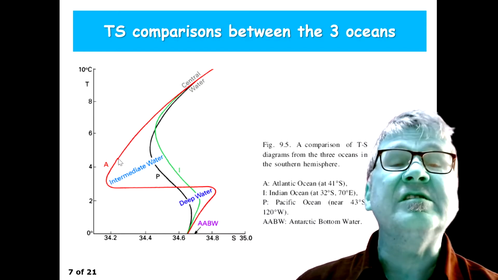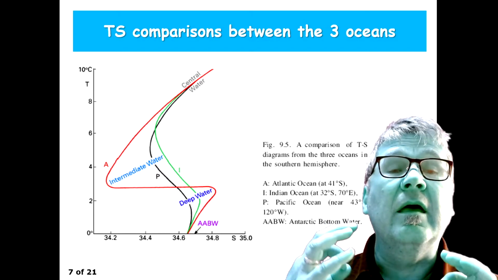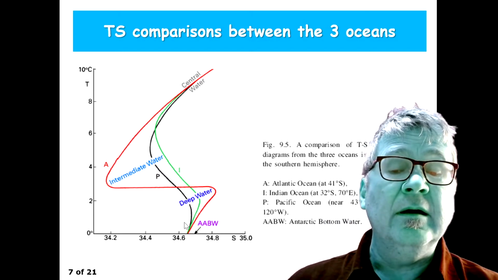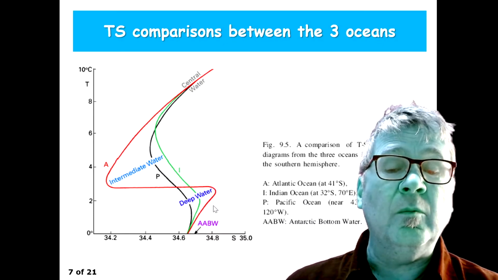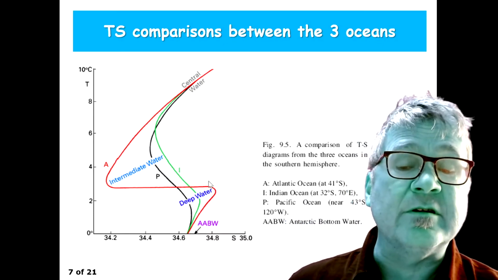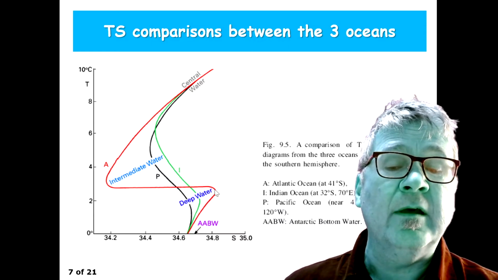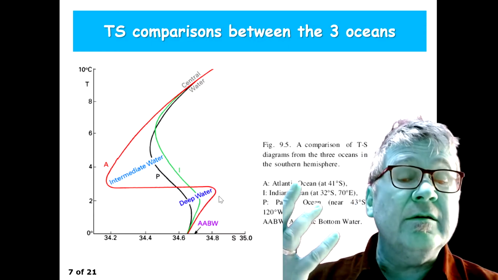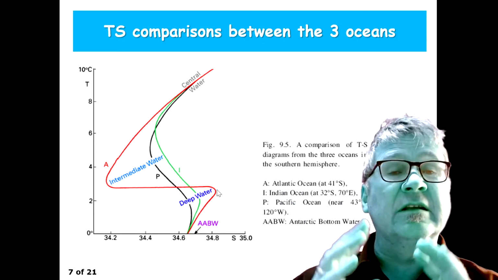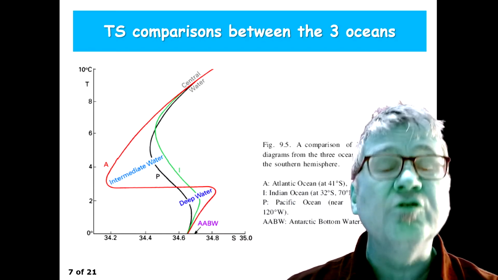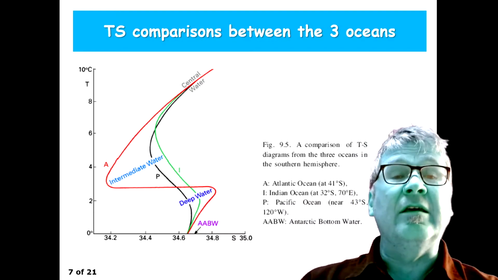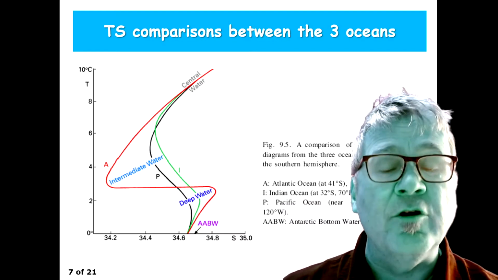You can also see the salinity maximum at depth here, which is the North Atlantic deep water signature. You can identify it in all three oceans, but the salinity maximum is most pronounced in the Atlantic Ocean and in the North Atlantic Ocean. This is where this water mass is formed.